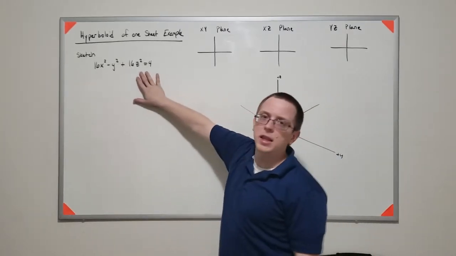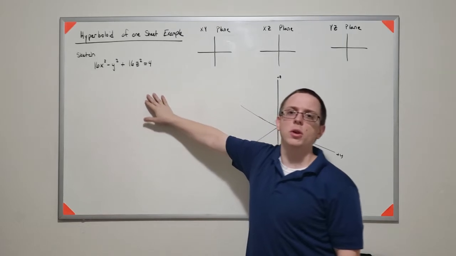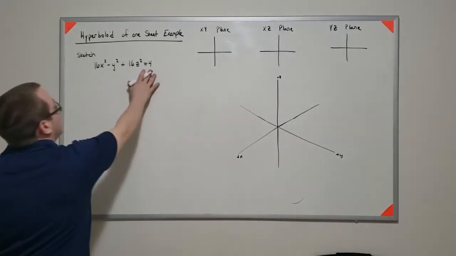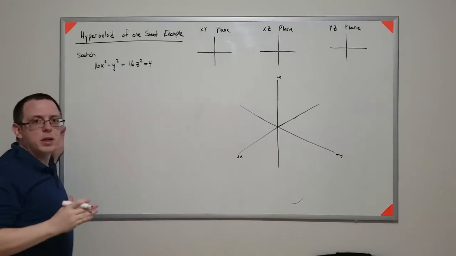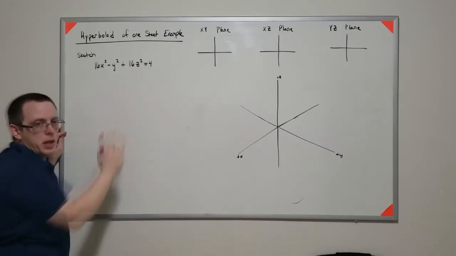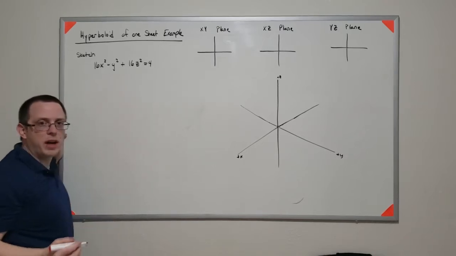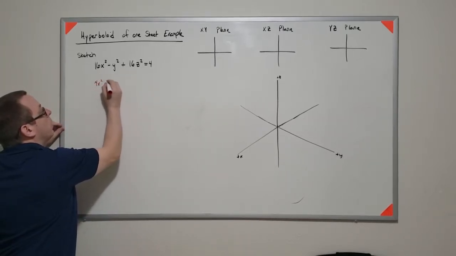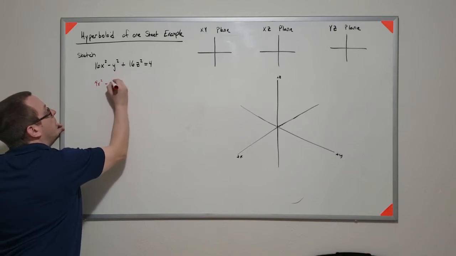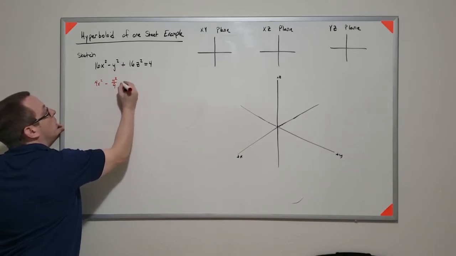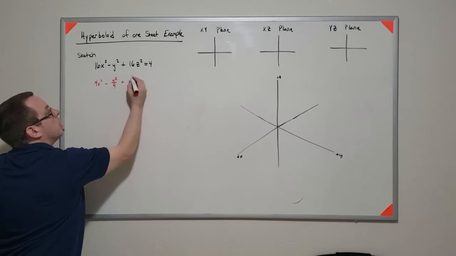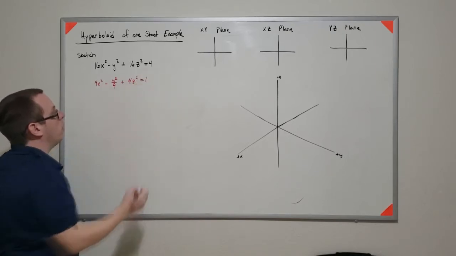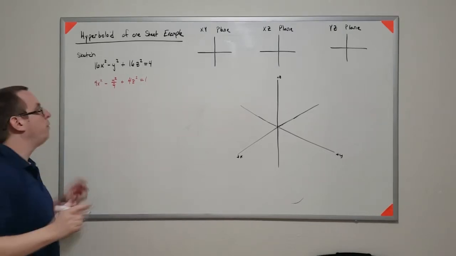But this isn't really in the standard form, so let's do a little bit of algebra to get it in the standard form. Remember that a hyperboloid is going to have a 1 here, so we have to divide everything by 4. So we have 4x squared minus y squared over 4 plus 4z squared equals 1. But that's still not quite in the right form.